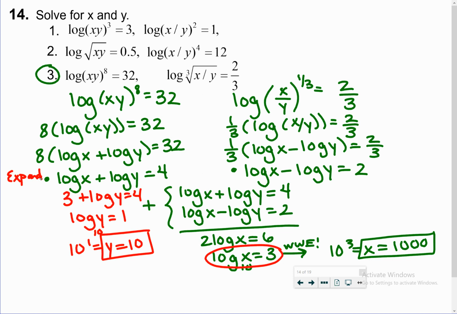That cancels out my negatives, and I would get log y equals 1 there also if I plug it in. How do you know 2 log x equals 6? Because I added my like terms together. I have 1 log x and another log x, so I have 2 log x. These guys cancel when I add my equations together. 4 and 2 gives me 6. And then 6 divided by 2 gives me 3. Questions on that one?